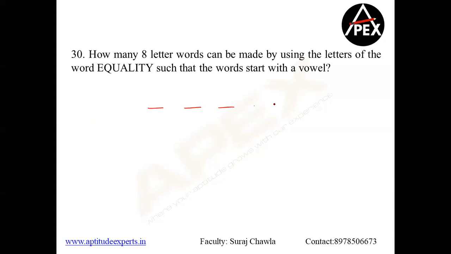I'll hardly spend 5 seconds on each. Starting with a vowel, how many vowels do I have? I have E, U, A, and I. So this place can be filled in 4 ways. And I have 7 letters in 7 places, which can be done in 7 factorial ways. So the answer is quite simple: 7 factorial into 4.